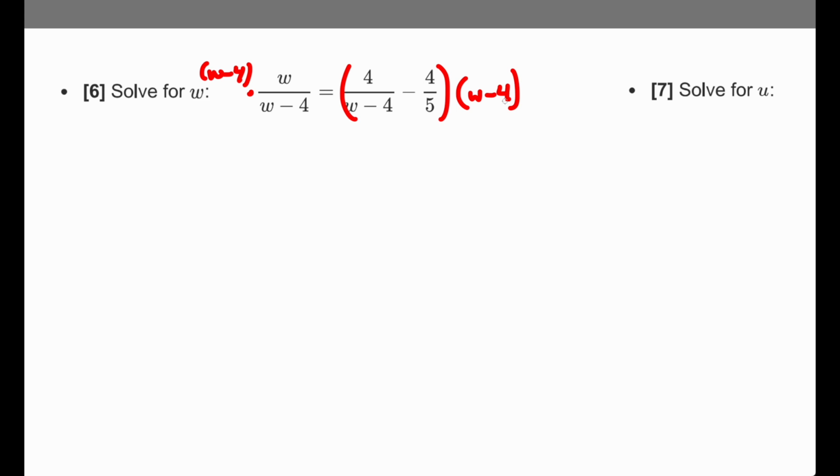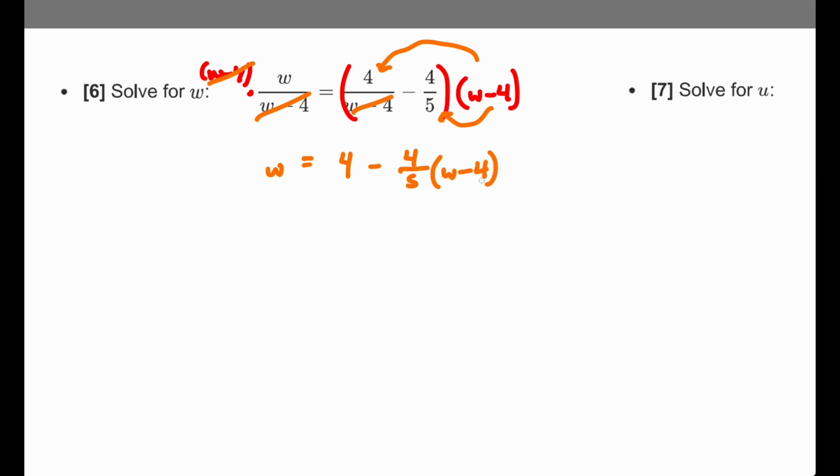You cannot pick and choose which terms you multiply by. If you multiply one side by w minus 4, you have to multiply the entire other side by w minus 4. You can't pick and choose. You have to multiply the whole side. That cancels and you end up with w. This whole thing distributes over here, which is going to cancel out that w minus 4, so you have 5. And then we're going to distribute it here as well, and you're going to have 4/5 times w minus 4.